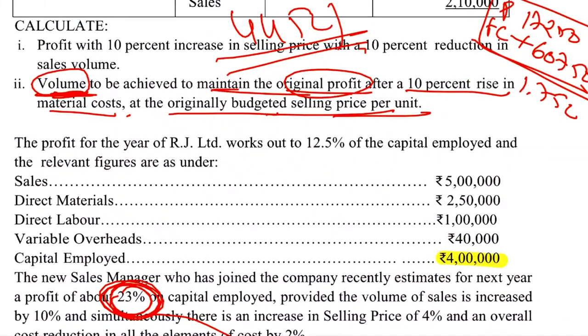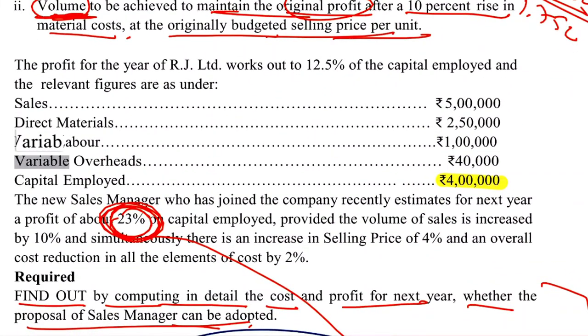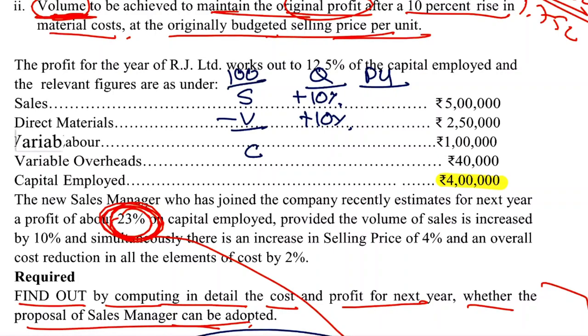Maybe those who did not learn from me won't understand, but there is a shortcut. Selling price minus variable cost is contribution. There is a quantity and there is a per unit figure. If your quantity increases, your total sales value will also increase and your total variable cost will also increase. As you produce more and sell more, sales will increase, but you will have to produce more, so variable cost also increases in totality. Where you were incurring for 100, now you will incur for 110.